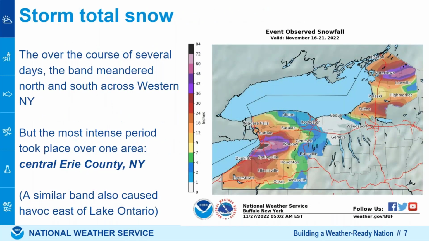Storm total snows across the area. The band, and you'll see this, moved north and south across the area for a number of days. And as a result, you sort of get this splattering of snow. Some people get a few inches, and as you get closer and closer to the multiple snow band crossings, you get upwards of a foot, 2 feet, 3 feet, in this case over 6 feet of snow.